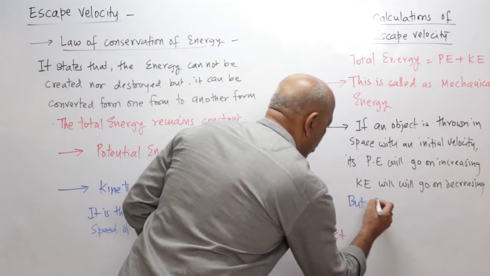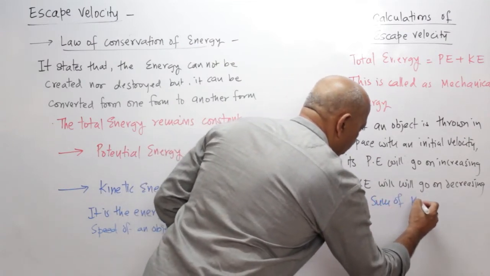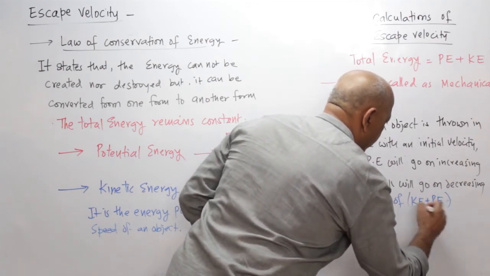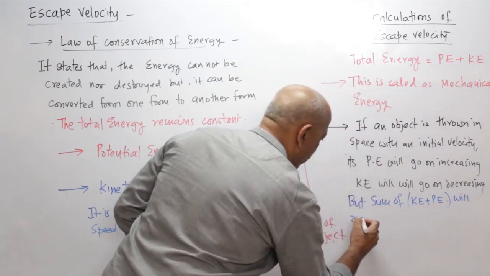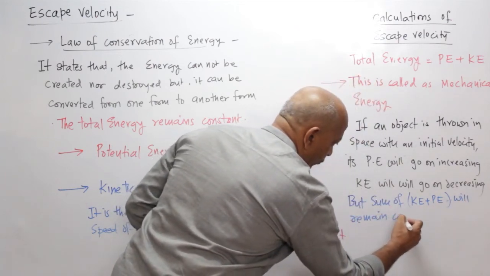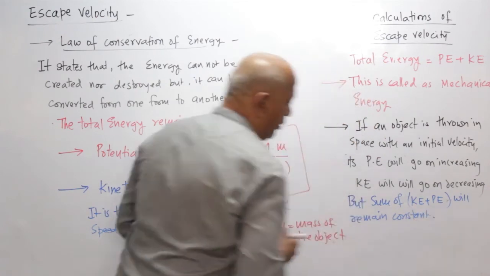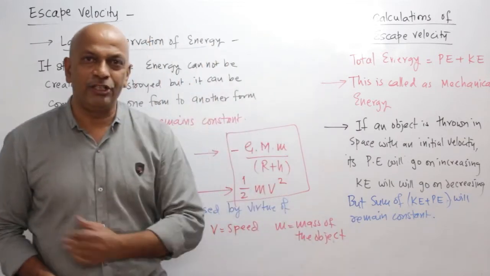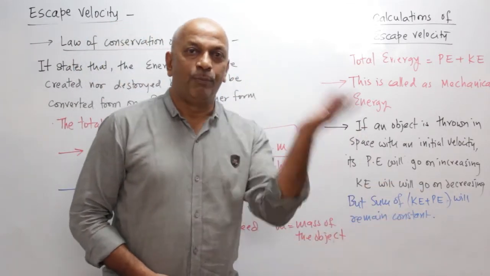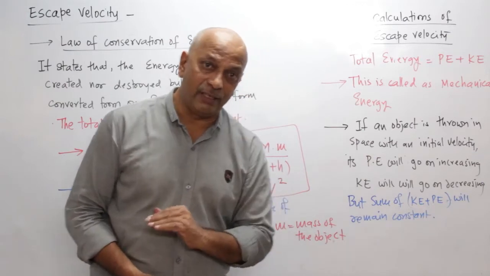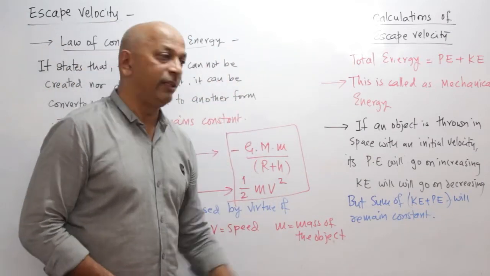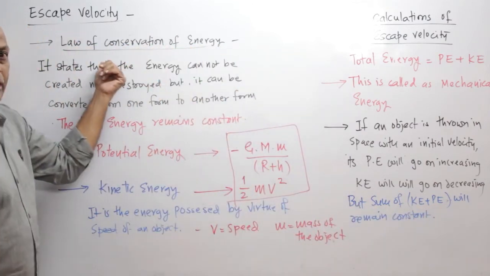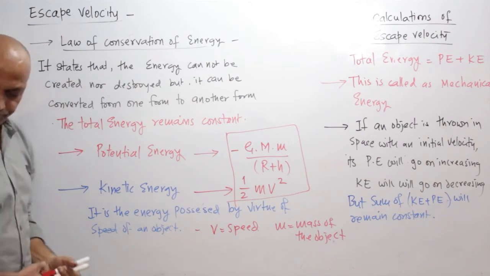But the sum of KE plus PE will remain constant. This is more important. Sum of KE plus PE will remain constant. But the kinetic energy can be converted to potential energy, and potential energy can be converted into kinetic energy. That you will study in 11th and 12th in more detail. But we should know the sum of this is constant according to the law of conservation of energy.